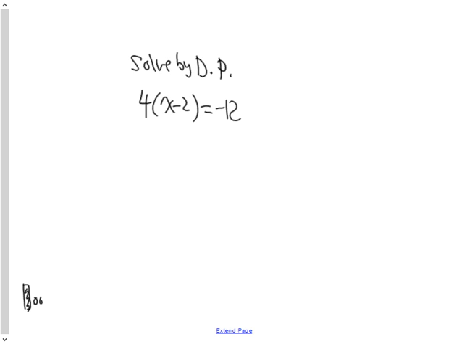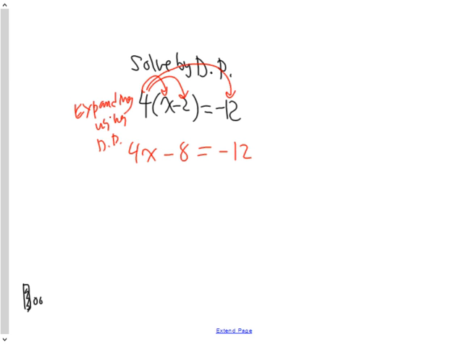So what's meant by that is you need to interpret that 4 groups of x minus 2 is 4 x's and a minus 8. Each of the terms in the bracket, the x and the minus 2, must be multiplied by 4 to expand. We call this expanding using distributive property, and I'll put DP instead of distributive property. So 4x minus 8 equals negative 12. Some people think I have to multiply this negative 12 by 4 as well, and that's not true. Negative 12 is by itself over there. You don't have to multiply that.